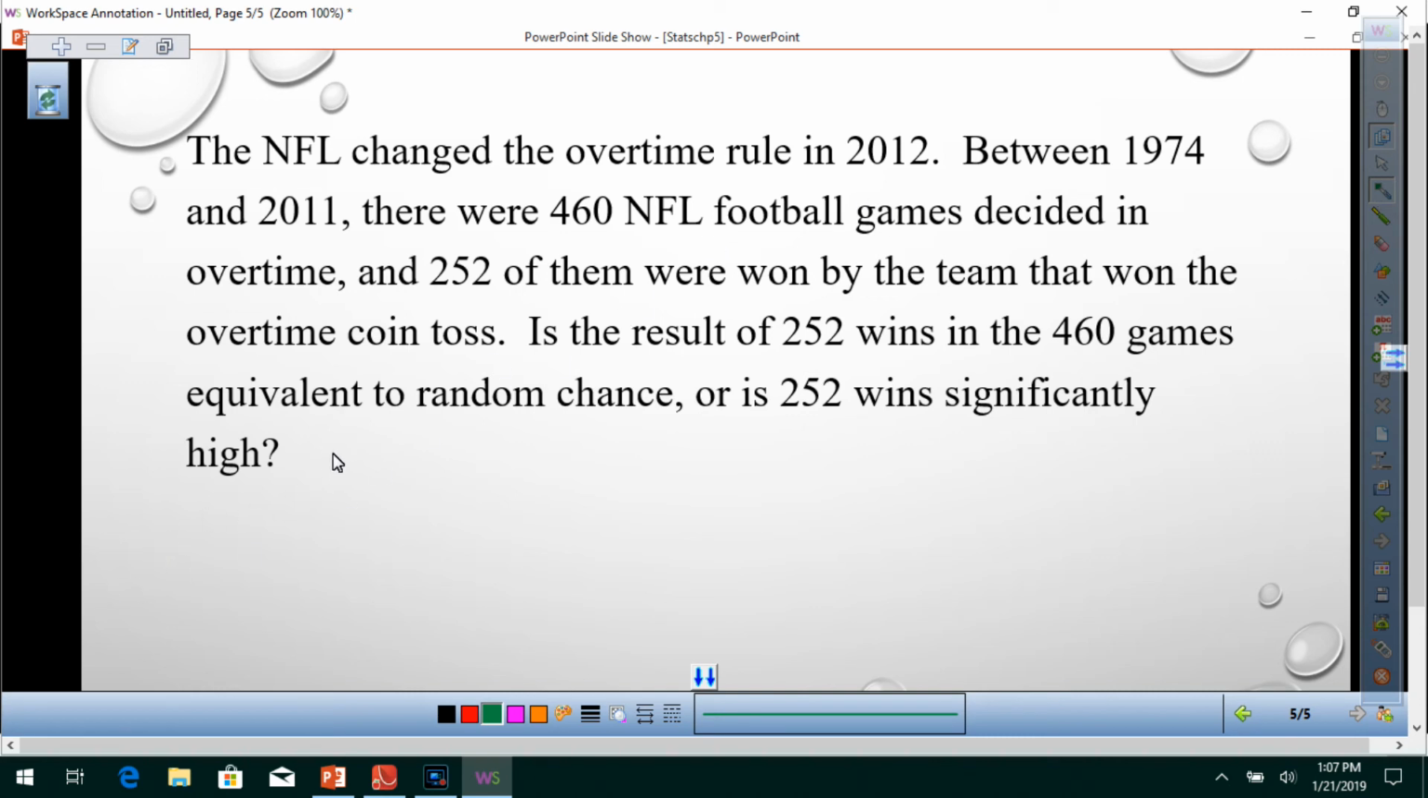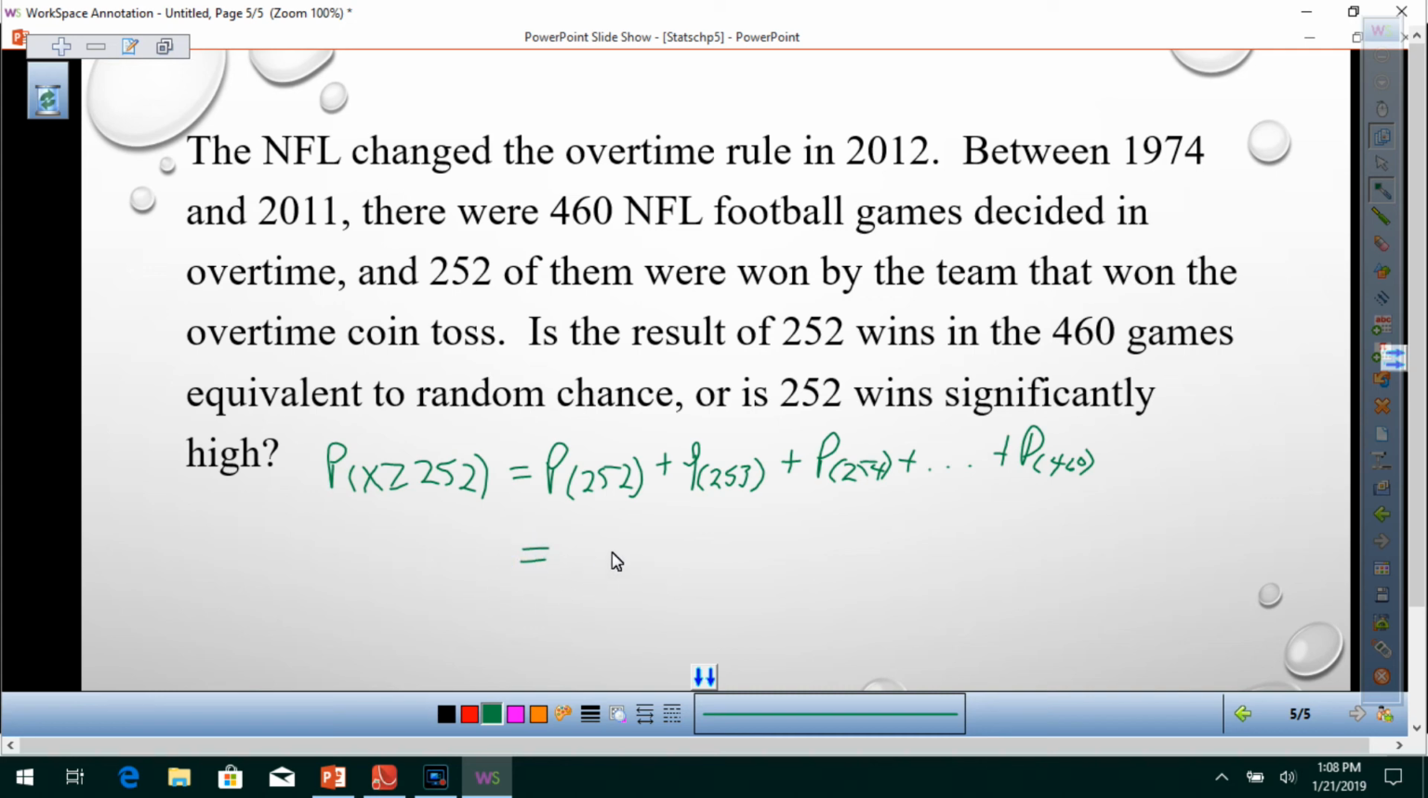Let's try it. So the probability that X is greater than or equal to 252, okay? That would equal the probability of 252 plus the probability of 253 plus the probability of 254, and so on, plus the probability of 460. Boy, that would be a cumbersome calculation, okay?